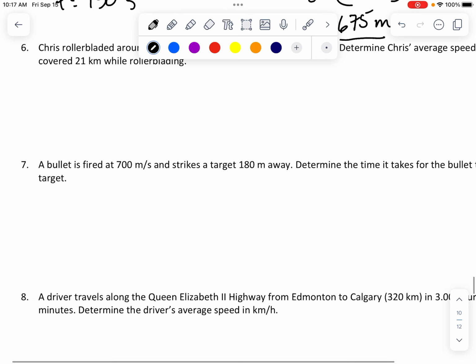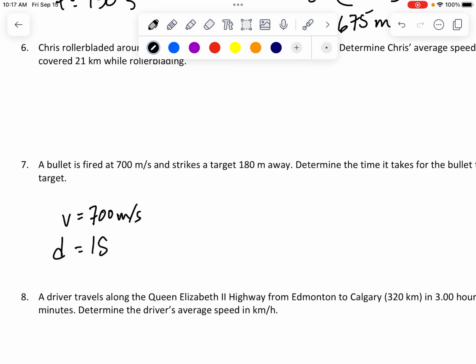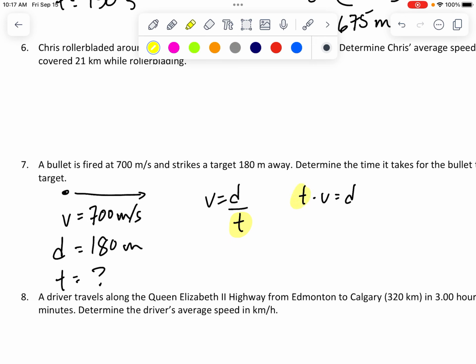Let's take a look at number 7, and in this case, the speed is 700 meters per second, and it has a distance of 180 meters. So we've got a bullet that's traveling at that speed and that distance. So v equals d over t. I know v, I know d, they want time. So to solve for time, I need to get it out of the denominator, and so I'm going to have t times v equals d, but I still want to solve for time. So then my v needs to go to the other side. t equals d over v.